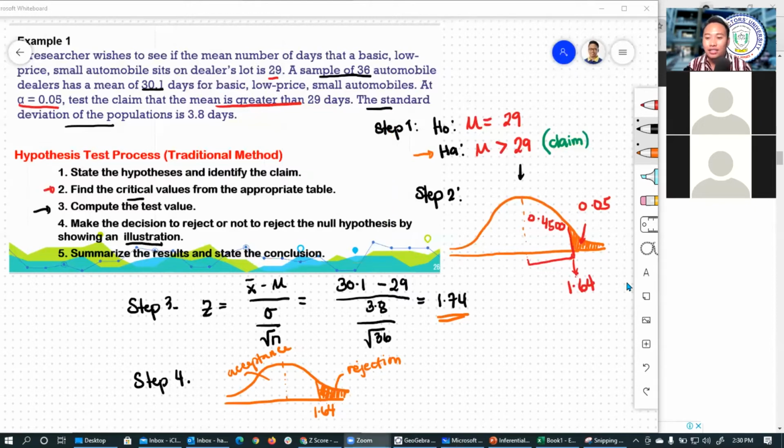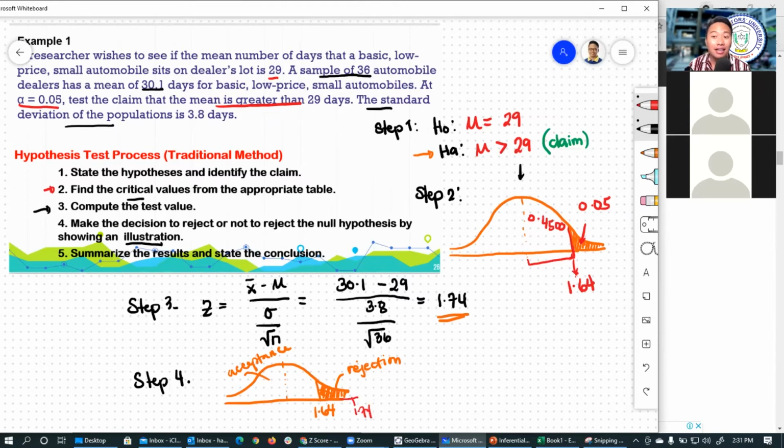Okay. So here, look at the value that we have solved for step three. We are able to solve 1.74, right? And our critical value is 1.64. So it clearly shows that 1.74 is somewhere here, right?